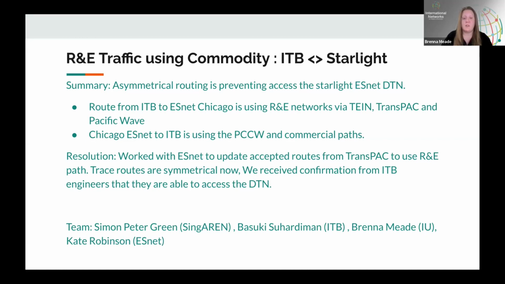So actually this was preventing access to the Starlight DTN from Indonesia, as ESnet needs to be accessed by R&E networks only. So we worked with ESnet to update the accepted routes from Transpac to use the R&E path. The traceroutes are now symmetrical, and the engineers have confirmed that they can access the DTN. So we worked with ESnet engineers, SingAREN engineers, ITB engineers, and myself to take a look at this case. So this is a good example of commodity traffic versus R&E traffic.